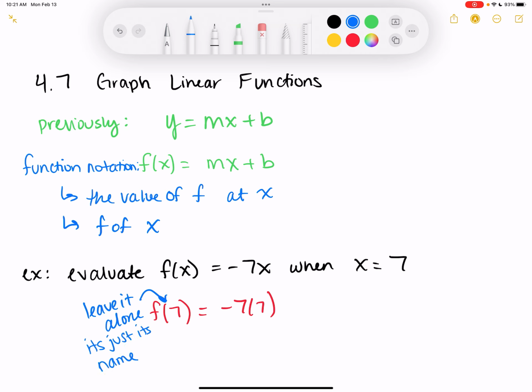So the left side is just going to stay by itself. We are just going to multiply the right side. So negative 7 times 7 would be what? Negative 49. Yep, negative 49. So the value of f at 7, because that's what we were supposed to plug in, is equal to negative 49. Okay, so that's all you have to do for those, is to solve that.